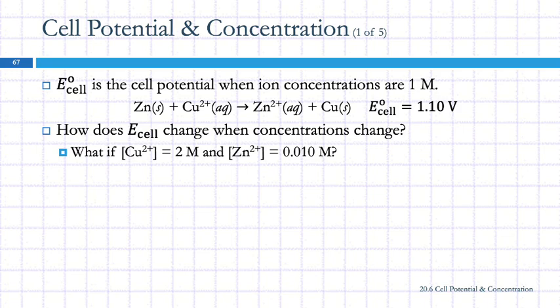Concentrations change. So this is true when copper is 1 and zinc is 1. What if copper is 2 and zinc is 0.01? How's that going to affect that equation or that reaction? Is it going to want to go forward more or reverse? If we increase this concentration, is that going to make the forward reaction more likely or less likely? More likely, right? So more of this, and then here, if we reduce this, that's going to make the reverse reaction less likely, right?